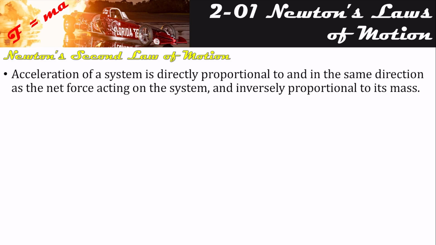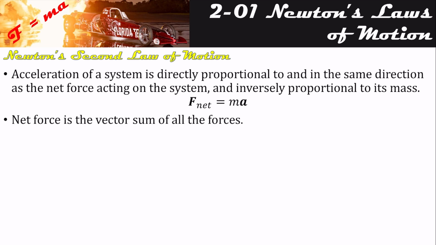Newton's second law of motion is, acceleration of a system is directly proportional to and in the same direction as the net force acting on the system, and inversely proportional to its mass, which is often written as F equals ma, or net force equals mass times acceleration. Net force is the vector sum, so we're adding all the vectors. Remember, if they're going different directions, you have to find the components to get the resultant.